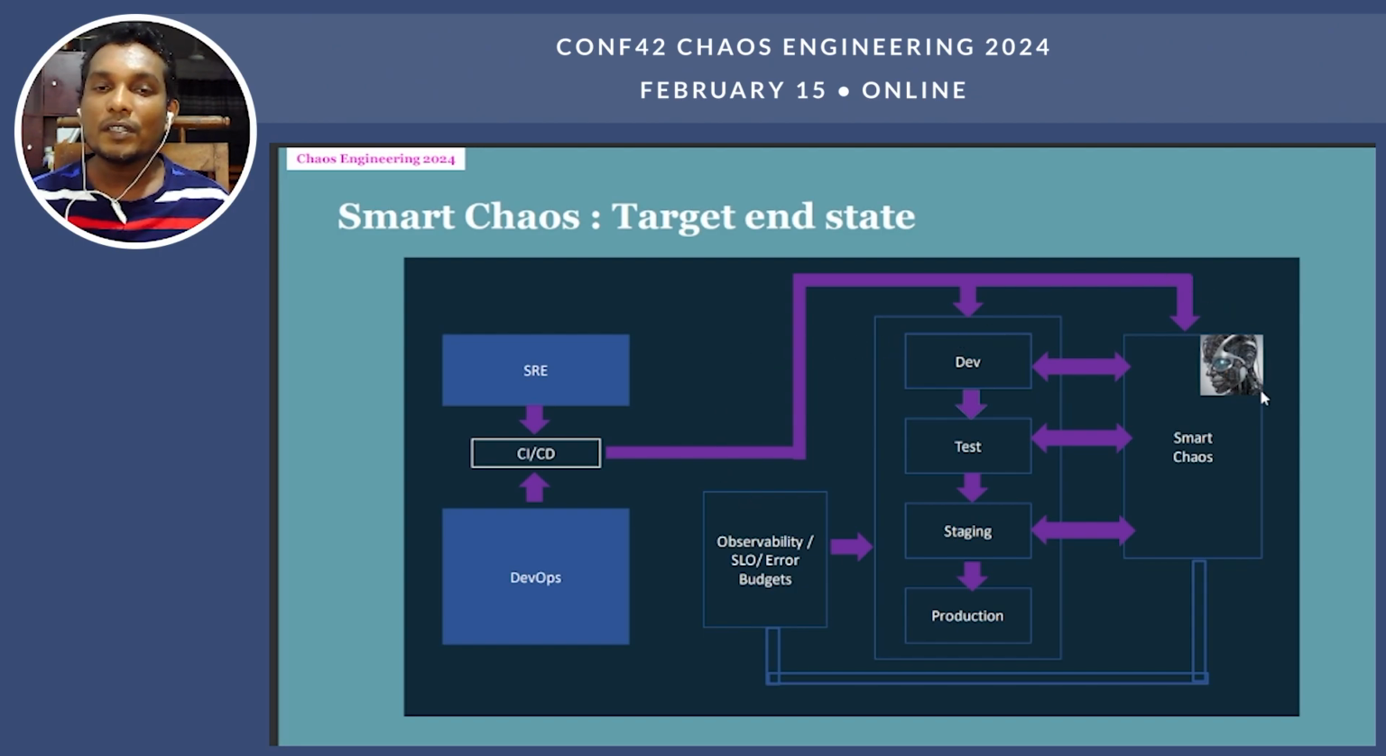So this is happening fully autonomously, where we don't have to spend time or get our people involved. We can let generative AI learn about our application setup and everything, and then build smart chaos, or the chaos engineering automations, for us. This I like to call autonomous chaos workflows.